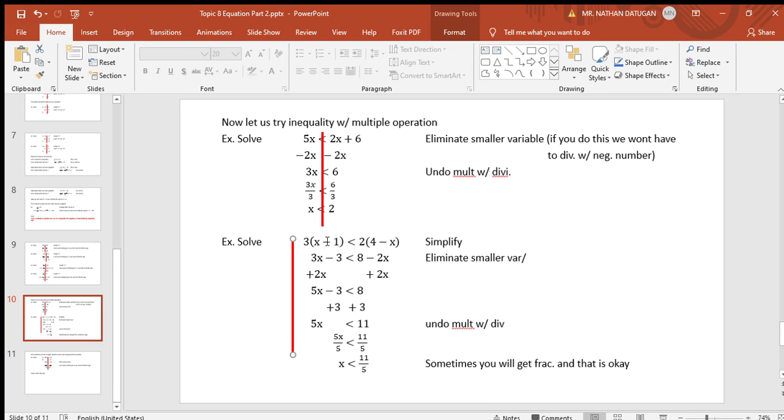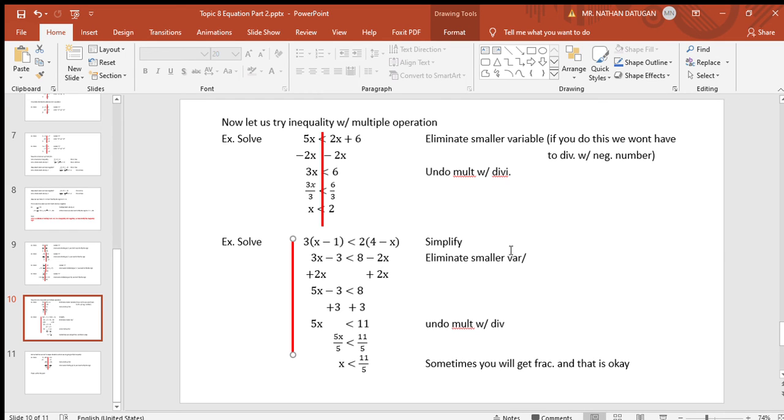So now we have x minus 1 times 3 is less than 4 minus x times 2. First thing first, you want to simplify your equation by doing distribution. So you're going to distribute 3 to all the terms inside. You're going to get 3x minus 3. Now we're done with the left side. Let's do some distribution on the right side. Distribute 2 to both 4 and x. You're going to get 8 minus 2x.